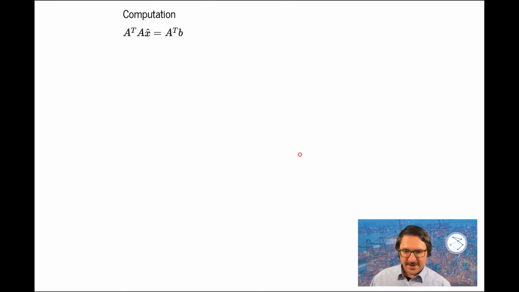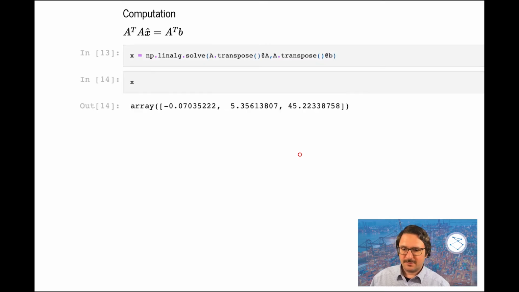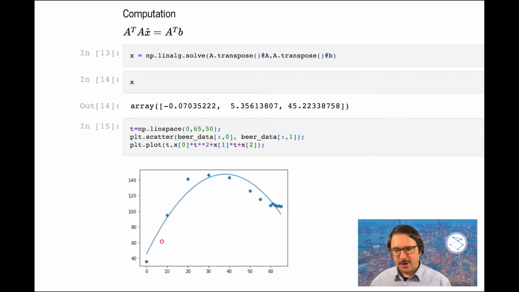Now what do we get if we do the same computation? After a little more work, this is the output. So we get these 3 parameters here. And here's the plot. And as you can see, this quadratic model is a much better fit for the data.